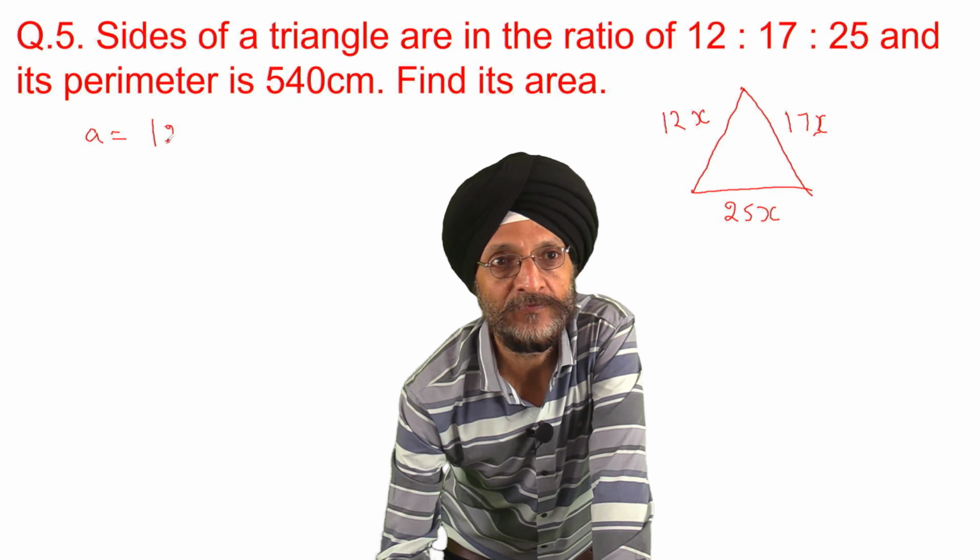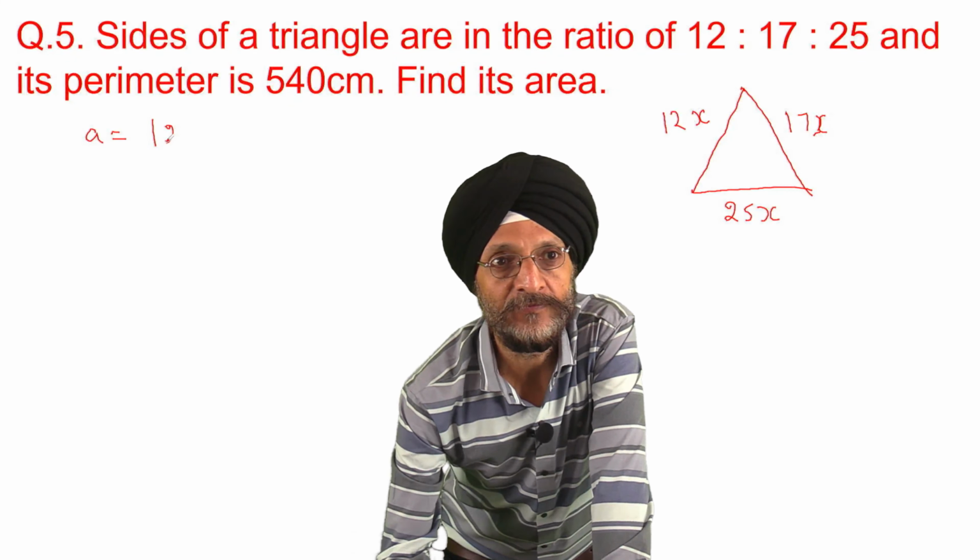Now the perimeter which has been given to us in this question is 540 centimeter. Now what is the perimeter? Perimeter is the total of length of all the three sides. That is, if we total the length of this side, this and this side, all the three sides, total length of all the three sides is known as perimeter. In other words, we can say that perimeter is equal to A plus B plus C, total of all the three sides.